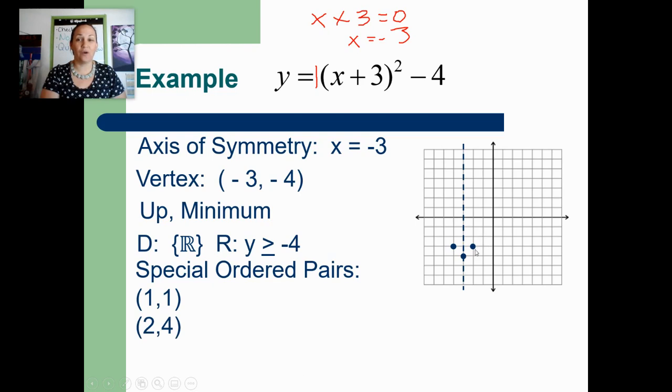Next, we have 2, 4. So starting on the vertex, right 2, up 4, and reflect. And then I can fit 3, 9 on here as well. So starting at my vertex, right 3, up 9, from the vertex, right? So not at the actual number 9, and reflect. And here's my parabola.